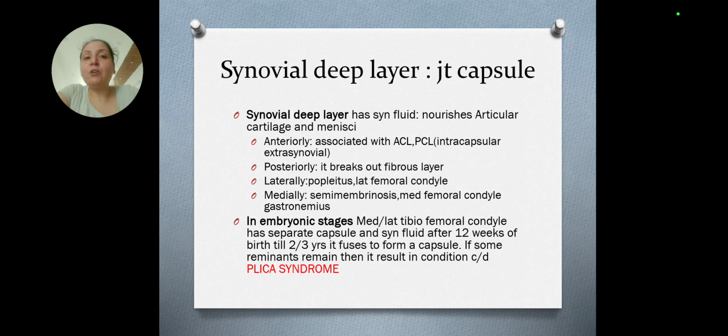And then we talked about the deep synovial layer of the joint capsule, and how it is attached to the anterior cruciate ligament anteriorly. Posteriorly it is joining with the fibrous capsule, laterally with the popliteus muscle and the lateral femoral condyle, and medially to the medial femoral condyle and the semimembranosus muscle.